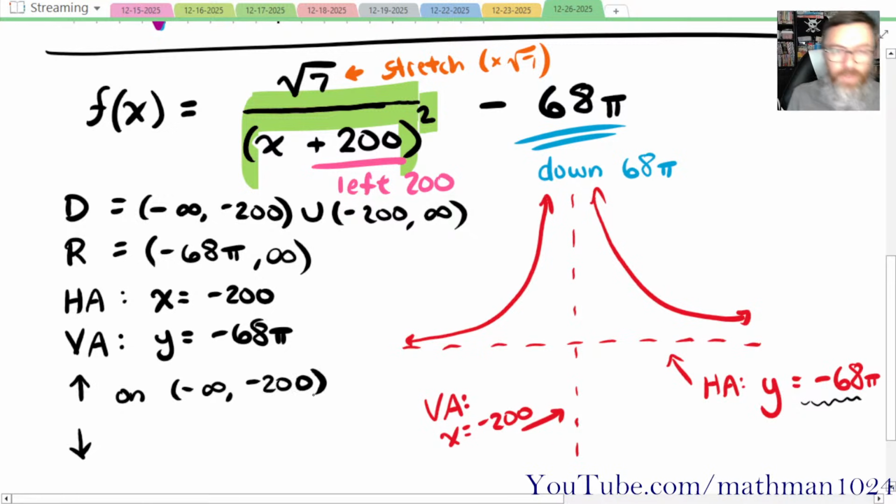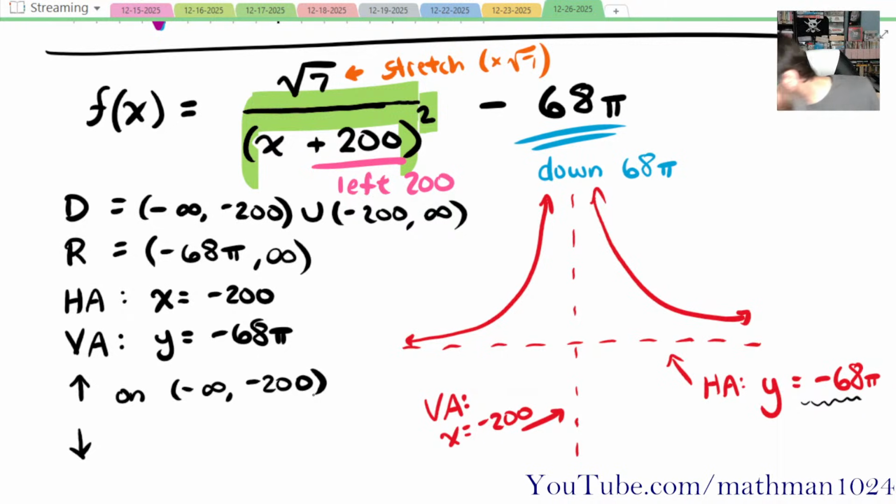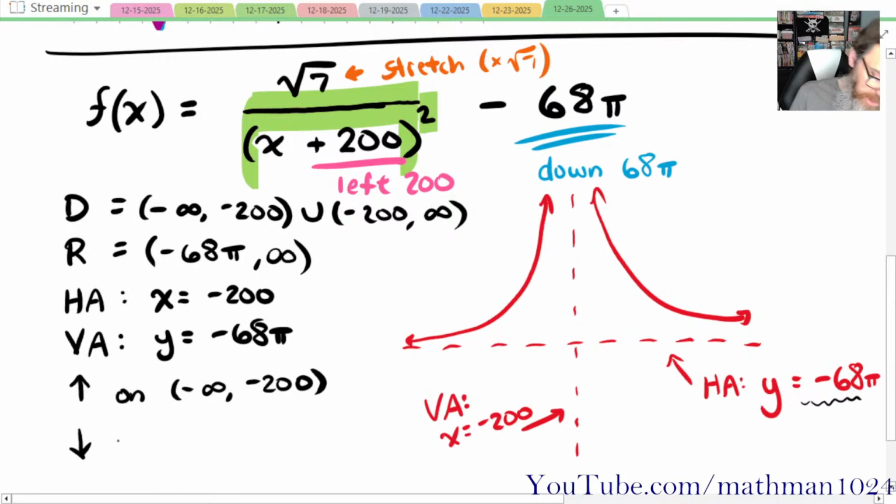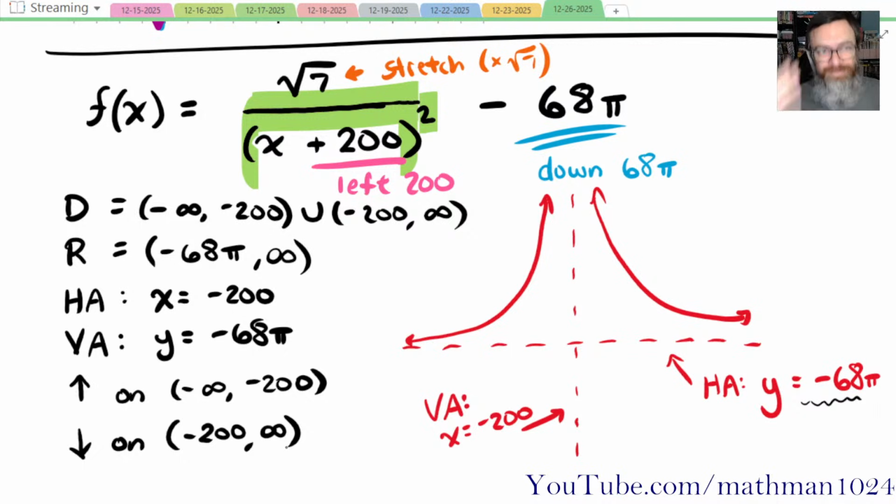Because remember, we're talking about parts of the domain where our y values are going up as my x values are going up. And then we have where we're decreasing, and that's going to be on this other half here from negative 200 to infinity. So as x increases over there, y is going down. That means it's decreasing.